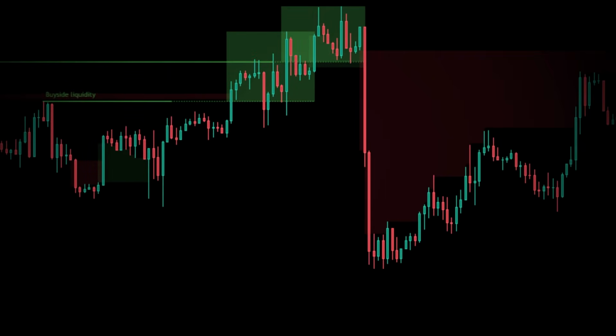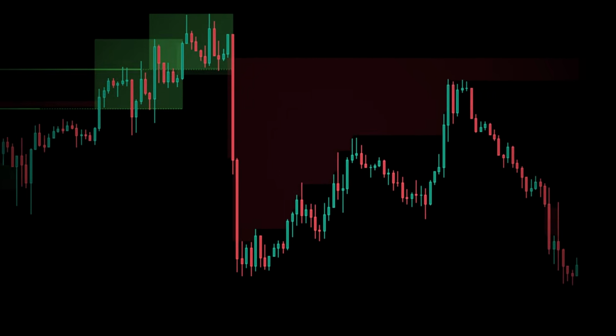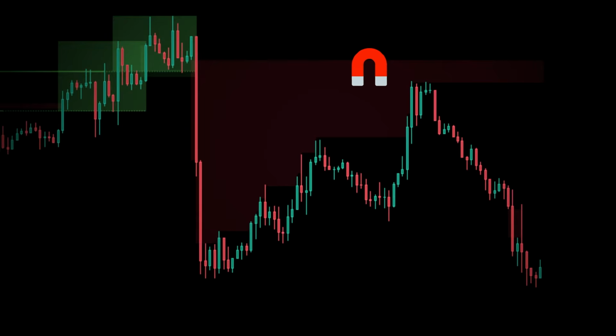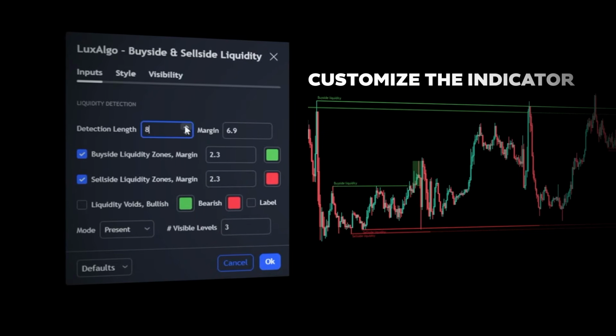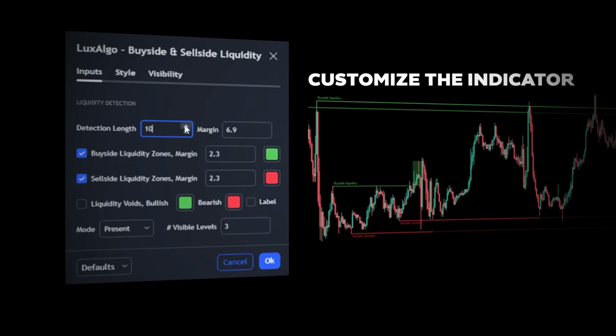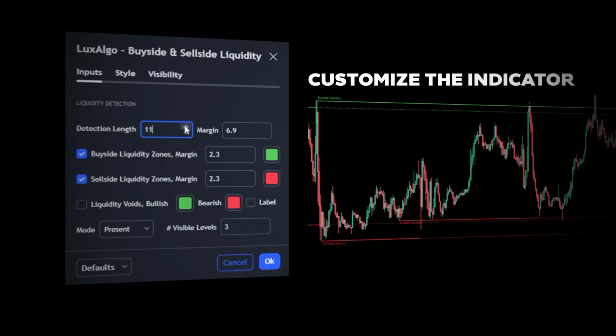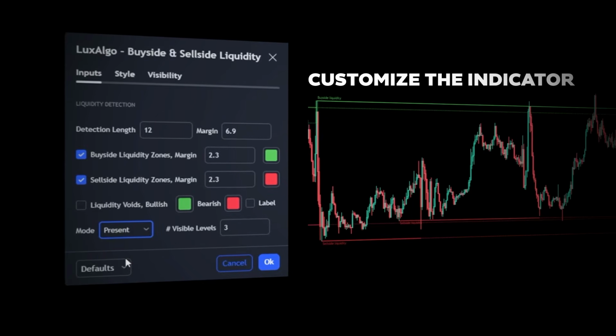But you may ask yourself, how is this used? Basically, these are a magnet that attracts price towards it. It's used just like the liquidity levels as a draw on liquidity. If you want to adjust or fine-tune the liquidity detection, then you may play around and see what works best for you. Honestly, the default settings worked just fine, but with everything in trading, you can always tweak it to fit your trading style.